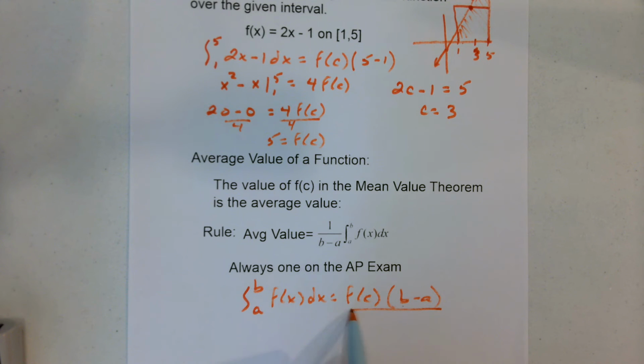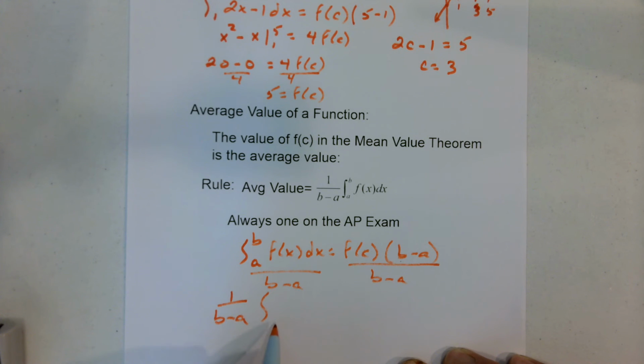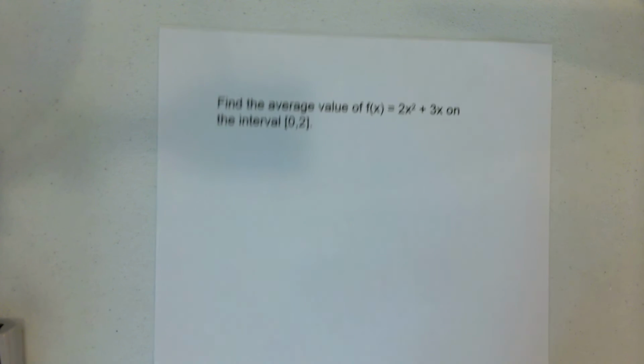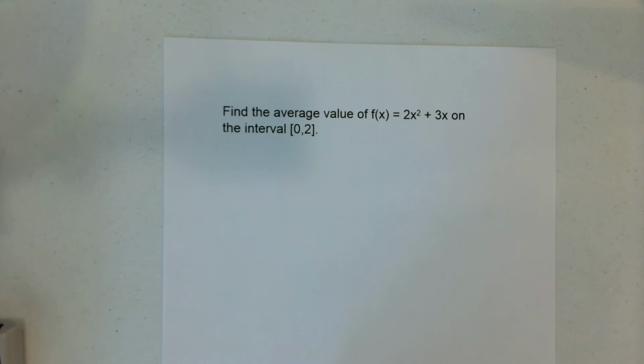Well, if I divide by b minus a, since there's no variables in there, I can bring this b minus a to the outside. So I have 1 over b minus a integrations from a to b of f of x dx is going to equal my f of c. So I'm going to know the average value of that function is going to be 1 over b minus a times the integration from a to b of f of x dx. What's that going to look like? Well, I just happen to have an example.